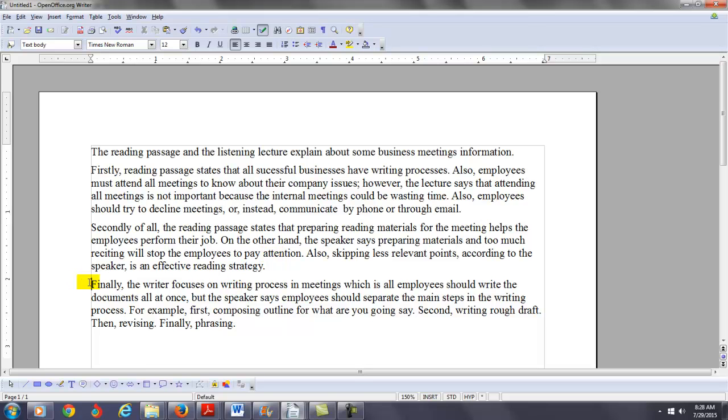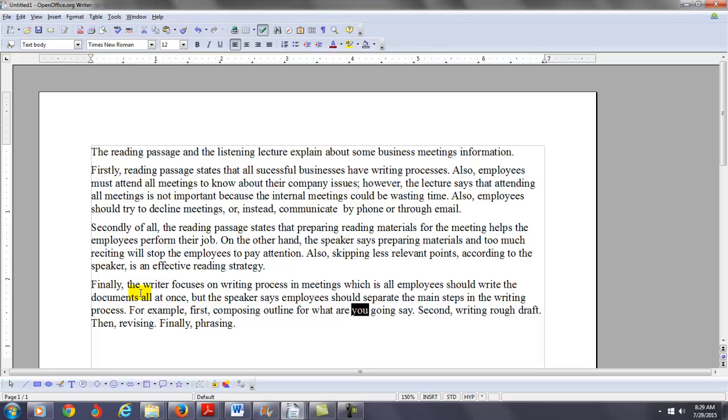Say the writer focuses on the writing process in meetings, which is that all employees should write the documents all at once. But the speaker says employees should separate the main steps in the writing process. For example, first, notice how you have employees here, right? But then you're shifting to the you here. You don't want to do that.